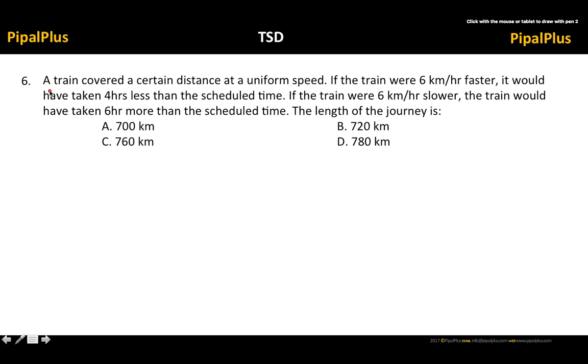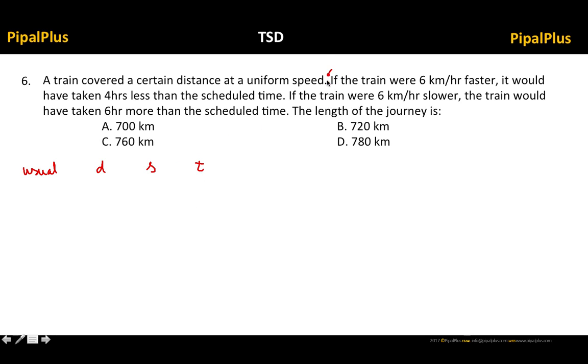If you notice here, what is happening is that the train is traveling a certain distance at a certain speed, right? And the time it takes is a certain time. So we don't know any of these variables. Okay, so let's start with describing the usual situation where the train is covering a distance d at, let's say, a uniform speed of s and taking time t, right?